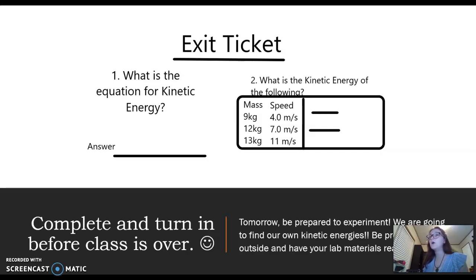And then after that, tomorrow, we're going to experiment. So be prepared to go outside and have your lab materials ready because we're going to find our own kinetic energies. We're going to do a lot of different motions, a lot of speeds, and we're going to figure out what our kinetic energies are based on our mass.